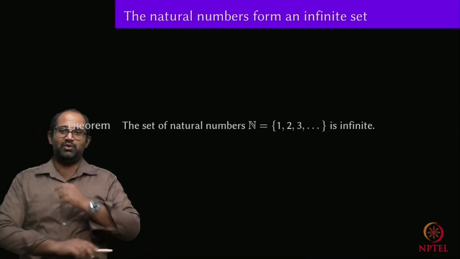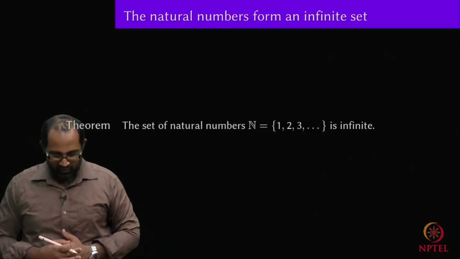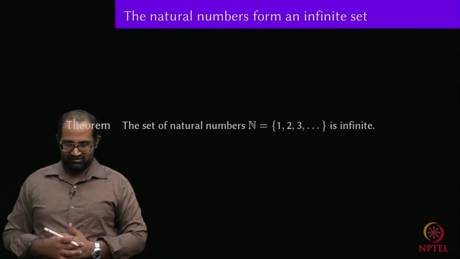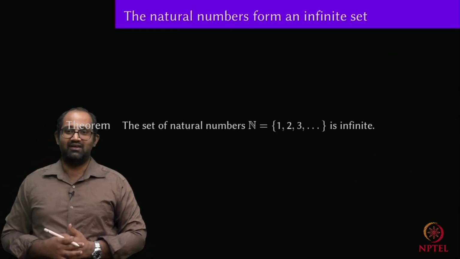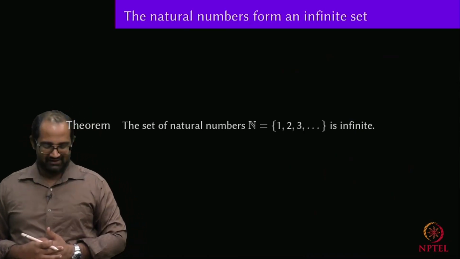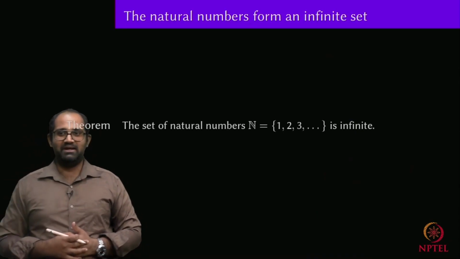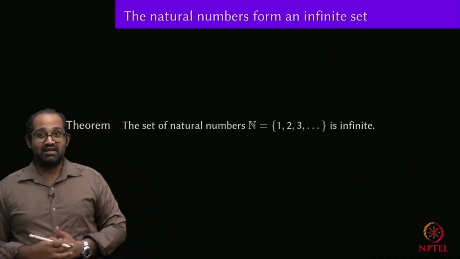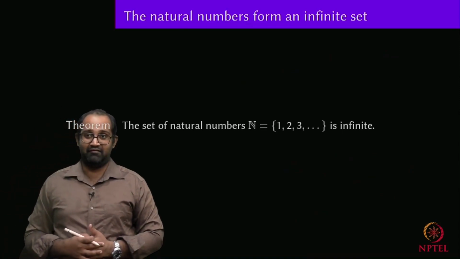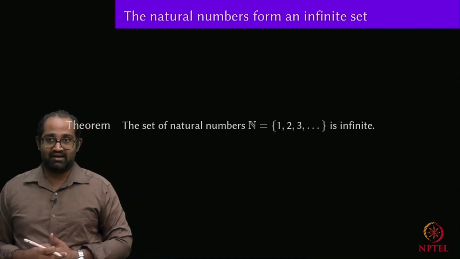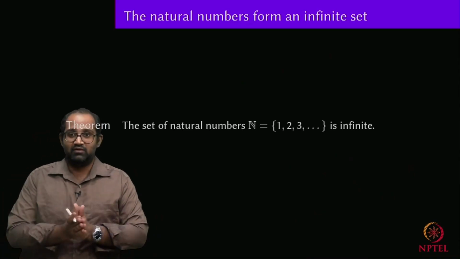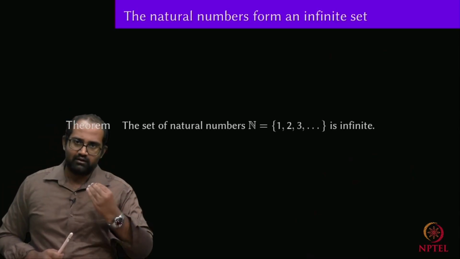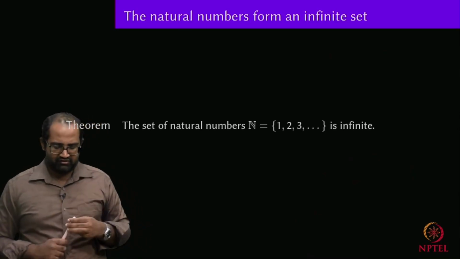Now we come to an interesting fact which I am going to prove. The set of natural numbers N, which is 1, 2, 3, dot dot dot, is infinite. Well, this seems completely obvious. There are 3 dots there, which means the set goes on endlessly. But we have a precise definition of finite and infinite, and we have to stick to that precise definition. Okay? So how do you prove something like this? Well, there is a bit of thought that needs to be done.